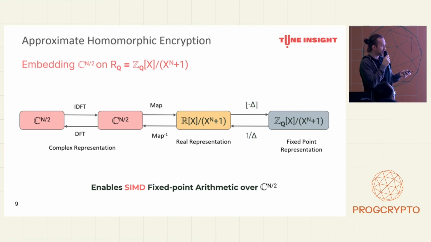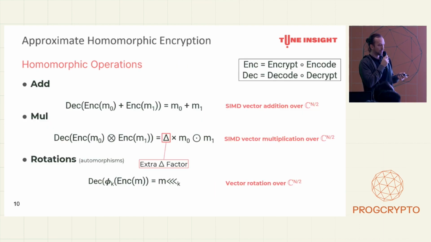And this encoding enables you to have fixed point arithmetic over vectors of complex numbers in the encrypted domain. So this scheme, what can you do with it under encryption? You can do addition, and adding two ciphertexts will result in the SIMD addition over the complex domain of the vector. Same for the multiplication. It's pointwise multiplication between the values.